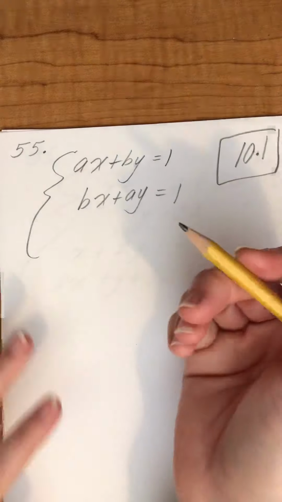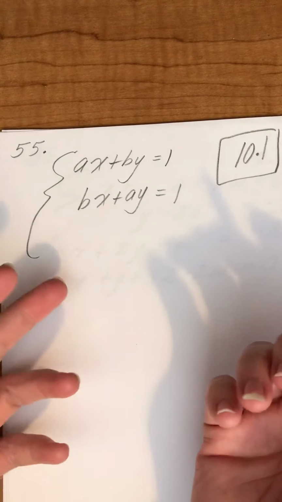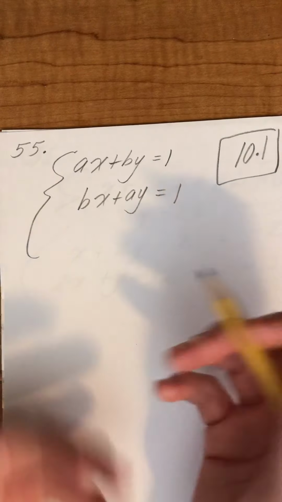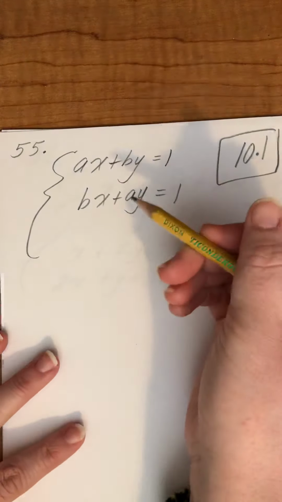This is problem 55 on 10.1, and once again, we will not be able to solve it for exact answers. Like, we're not going to get x equals 7, y equals 2. We're going to have variable answers. So let's go through this here. First of all, this is a little bit trickier.